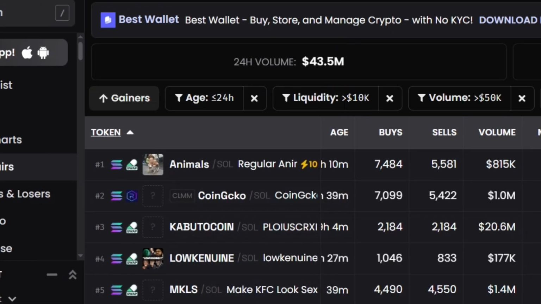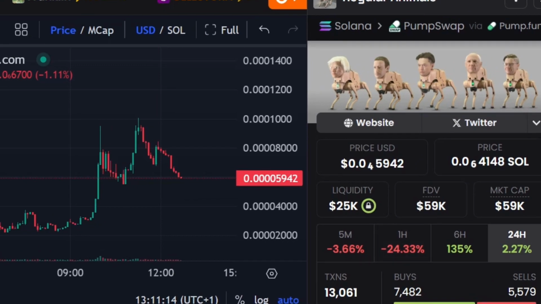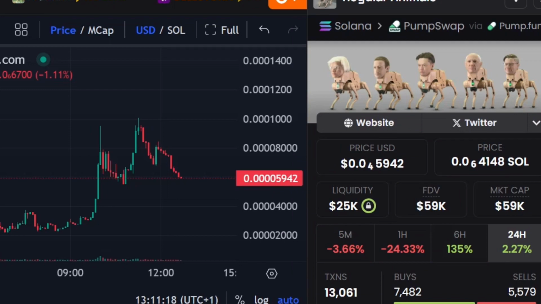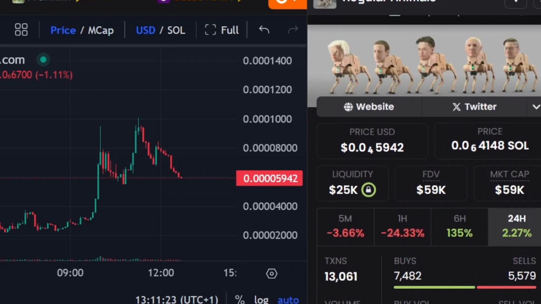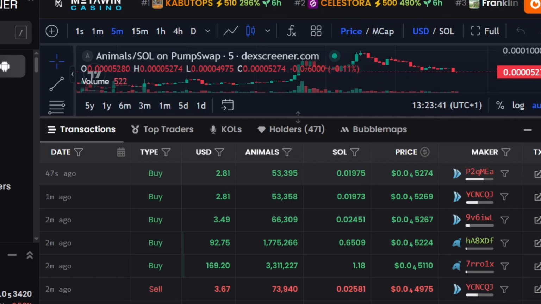Now once you click on any pair, the first thing you should do is look at the right-hand panel. This is where you'll see the liquidity, FDV, market cap, and whether the liquidity is locked or not. If the liquidity is not locked, that's already a major danger sign. Unlocked liquidity means the developers can pull the entire pool at any moment, which usually leads to a rug, so always check that first.